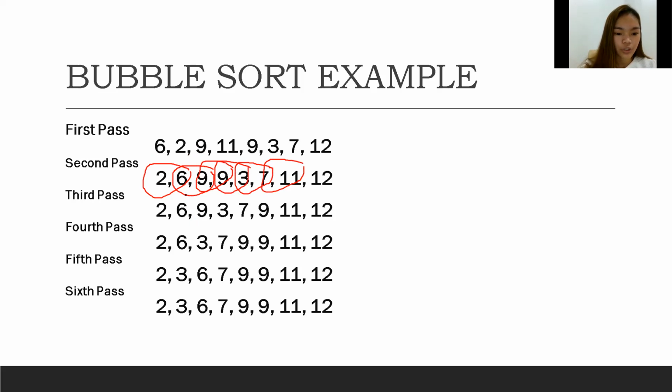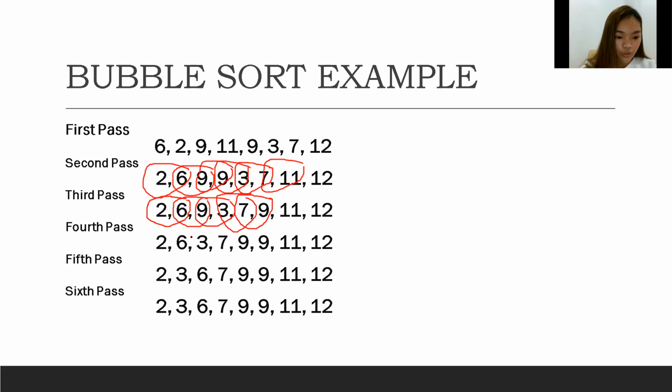Next we're on the third pass. All we have to do is draw some circles here. 1, 2, 3, 4, and 5. So this time, the 11 and 12 are in position. This pass therefore only requires 5 comparisons.